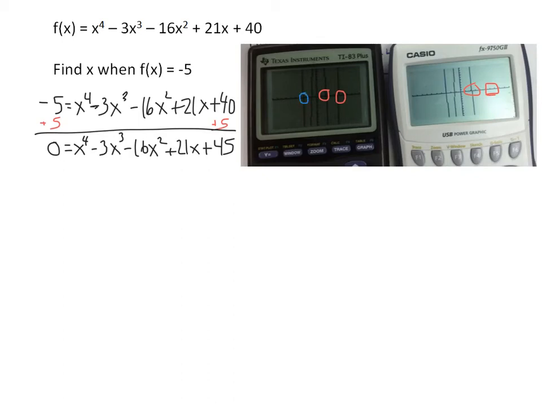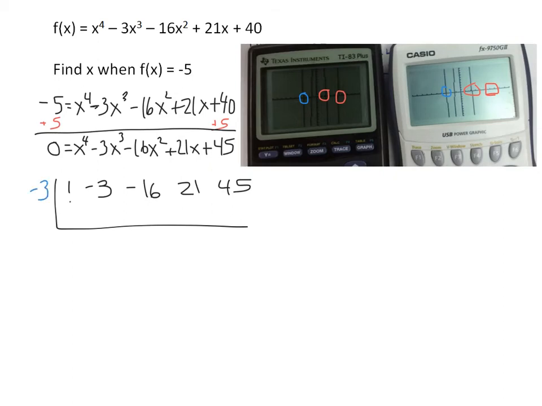So negative 3 on both of these. If you type in negative 3 for your trace, for your x value, you will get 0. All right, so that means negative 3 is the value we're going to divide by. So I'm going to write my coefficients: 1, negative 3, negative 16, 21, and 45. Notice I did not miss any: x to the 4th, x to the 3rd, x to the 2nd, x to the 1st, x to the 0. And we're going to divide by negative 3.